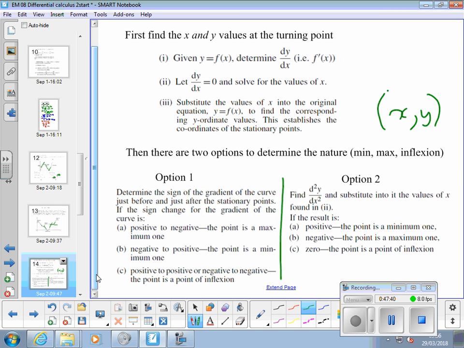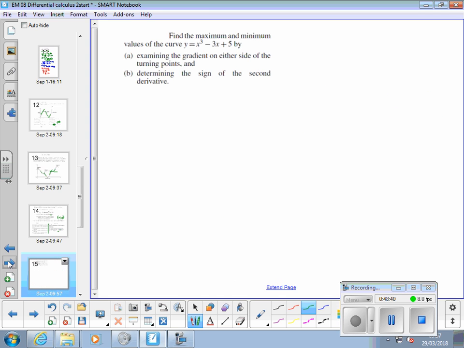Option two is to find the second differential, so differentiate again. Substitute in the x values, and if the result is positive, it's a minimum, if negative, it's a maximum, and if zero you've got a point of inflection. Okay? Now, that might be easier on a polynomial, but again, would you like to find the differential of that sine function we had earlier? Probably not. Not today. Okay, so on something like that, we should evaluate the value either side of the turn. Alright, and we'll have a look at an example.